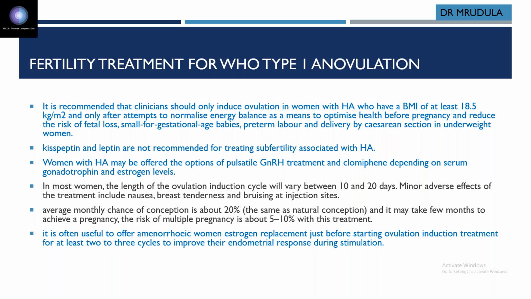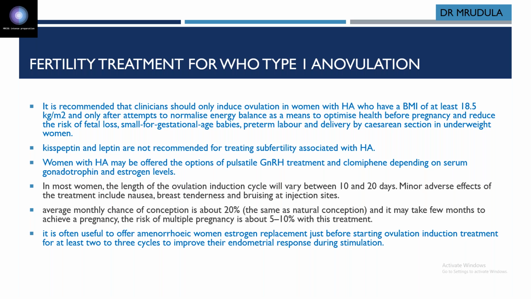So these are the conditions where you will be using pulsatile GnRH. Clomiphene can be used, as I previously told you, if the FSH and LH are normal. So if gonadotrophin levels are normal or low normal, or if the ovaries appear multicystic, here you can give a trial of clomiphene before starting pulsatile GnRH.